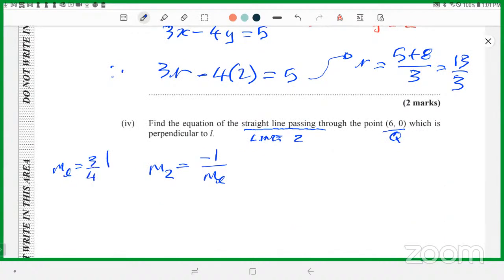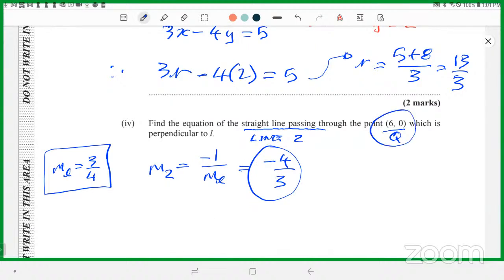To calculate this negative reciprocal gradient, remember the gradient of line L is 3/4. We have that from the top. The quick way to do this calculation is to flip this one and change the sign. Just flip it and change the sign. So it is going to become -4/3. You flip the 3/4, it becomes 4/3 first, and you put the negative on it. You make it negative. All right? So this now is the gradient of the line that you want. And the point they're going to use is this point.